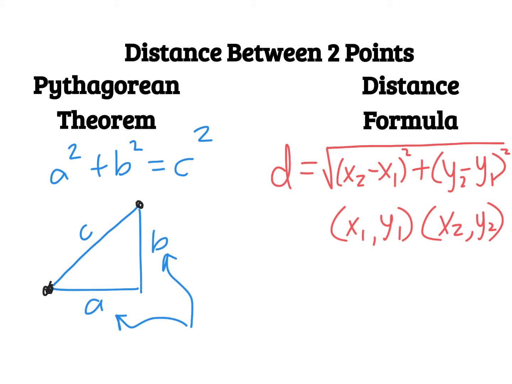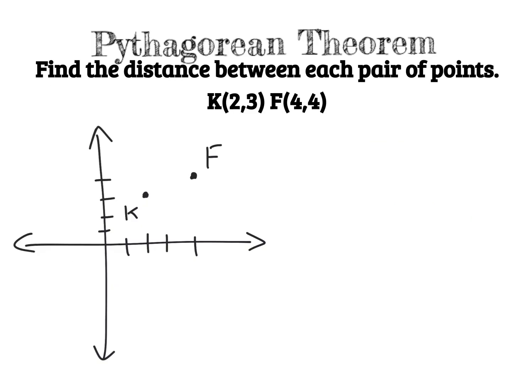Let's get started with Pythagorean Theorem. So here you have an example. Find the distance between points K and F. Now I already drew it. Feel free to pause the video, draw it yourself, and follow along with me. So we have point K at 2, 3, and F at 4, 4. Because it's Pythagorean Theorem, I'm going to create a triangle between these 2. The triangle will help me find and measure certain distances.